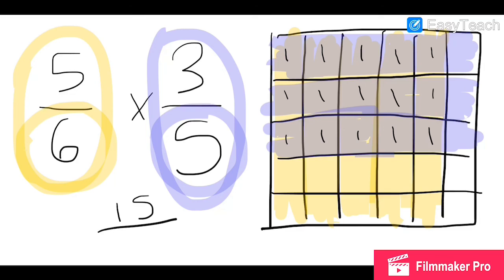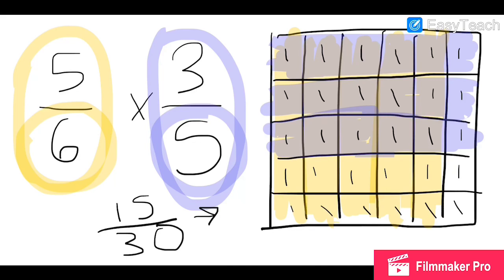So I know that I have 15 that I've already marked. 16, 17, 18, 19, 20, 21, 22, 23, 24, 25, 26, 27, 28, 29, 30. So that's 15 out of 30 total. I know that 15 is half of 30. So this fraction could also be written as 1/2. So 5/6 times 3/5 equals either 15/30 or 1/2.